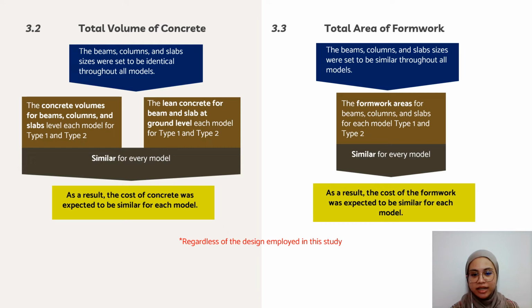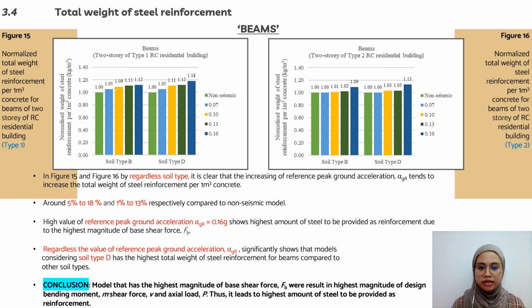For the next discussions, regardless of the design applied in this study, the beams, columns, and slab sizes were said to be identical throughout all models. As a result, the concrete volumes, the lean concrete for beam and slab at ground level, and the formwork areas for beam, columns, and slab were similar for every model. As a result, the cost of concrete and the cost of the formwork was expected to be similar for each model, regardless of soil type.